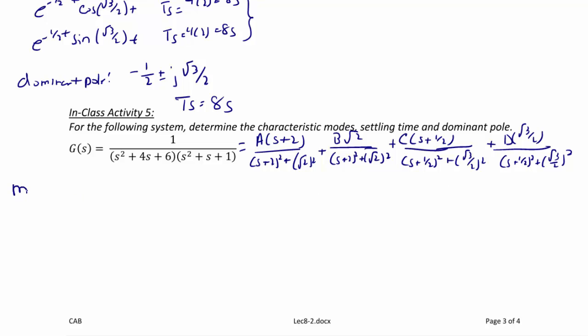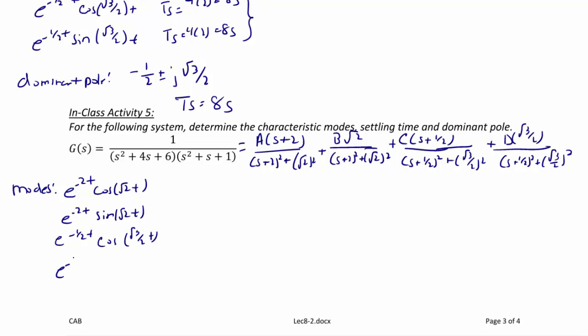So the characteristic modes, there's 4 of them. The first one is e to the minus 2t cosine square root of 2t. Then we have e to the minus 2t sine square root of 2t. Then we have e to the minus 1/2 t cosine of the square root of 3 over 2 t, and e to the minus 1/2 t sine square root of 3 over 2 t.